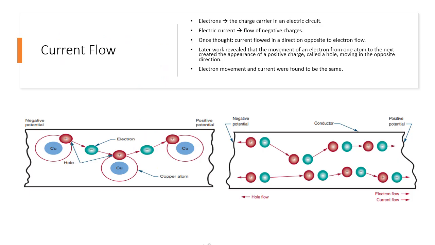Electrons, with their negative charge, represent the charge carrier in an electric circuit. Therefore, electric current is the flow of negative charges. Scientists and engineers once thought that current flowed in a direction opposite to electron flow. Later work revealed that the movement of an electron from one atom to the next created the appearance of a positive charge, called a hole, moving in the opposite direction, as in the figure. Electron movement and current were found to be the same.